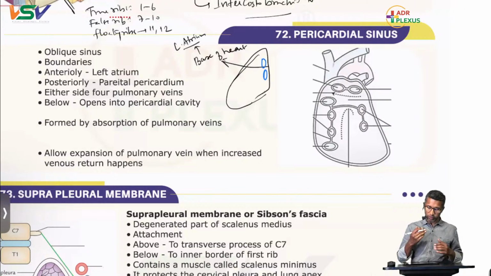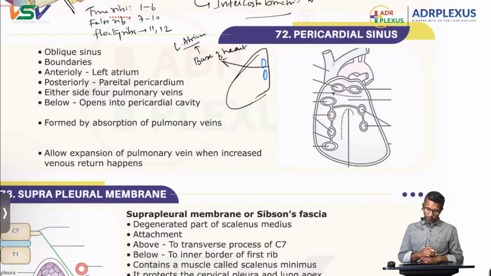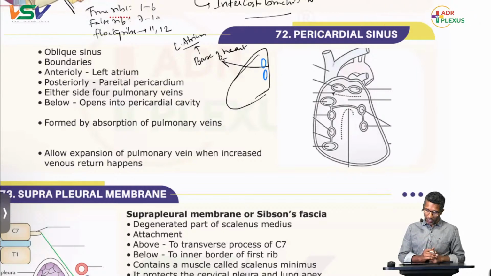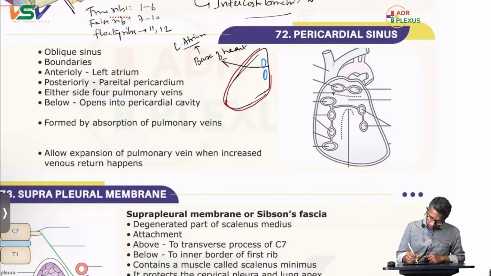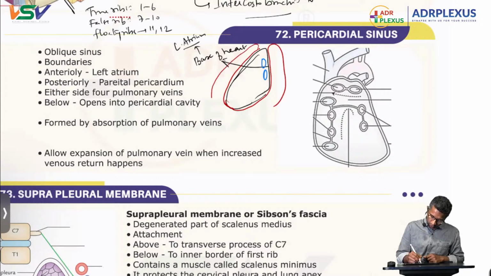So two pulmonary veins on one side, and there will be another two pulmonary veins on the other side. Okay, and if you see, the heart is covered by a covering called the pericardium, and this pericardium lying close to the heart is called the visceral pericardium. Okay, when it comes to the root of the heart, it slips posteriorly and forms the parietal pericardium.